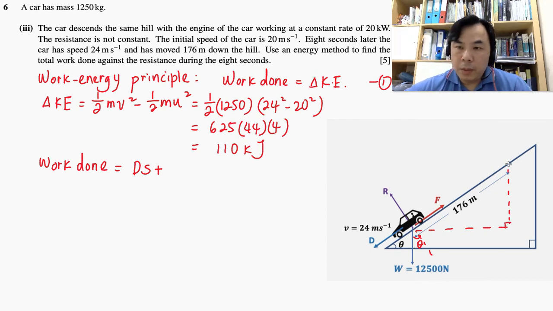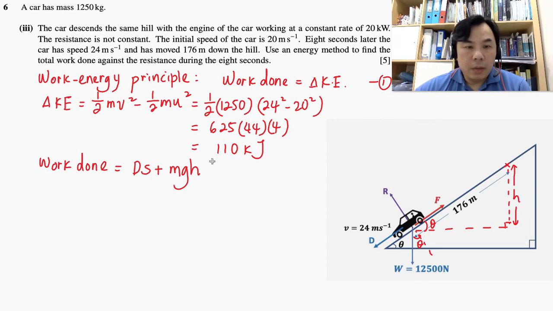The car has typically moved vertically through this height, right? And this is also the data here. So from here, you can obtain the vertical height, and then we can calculate the gain in gravitational potential energy. The gain in gravitational potential energy will be given by mgh here.